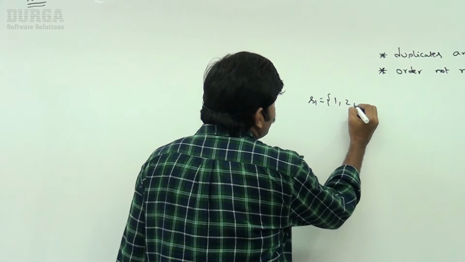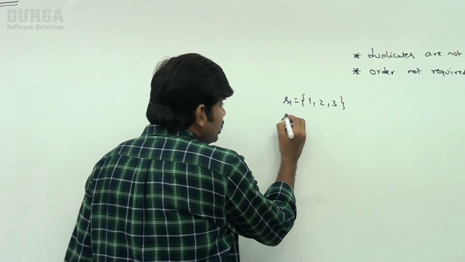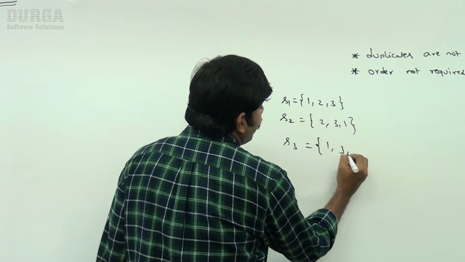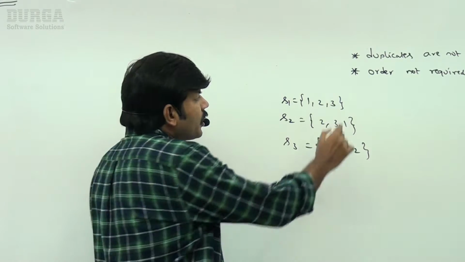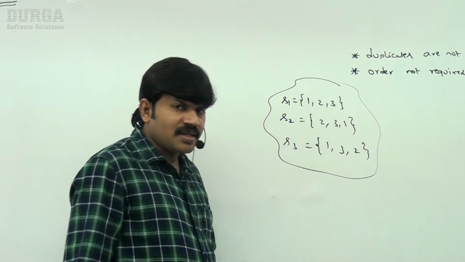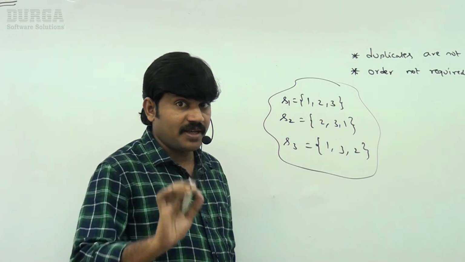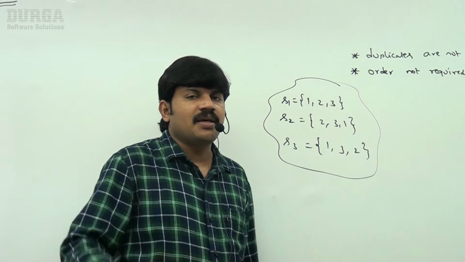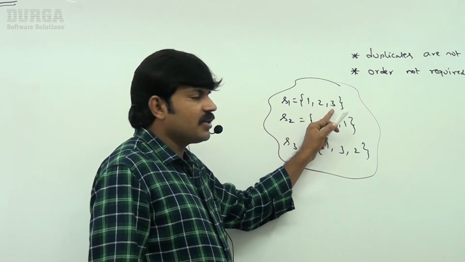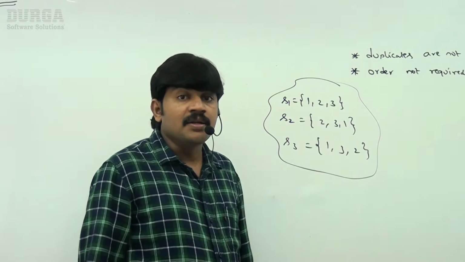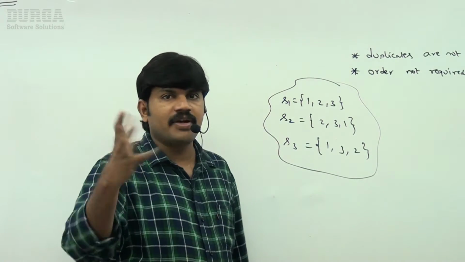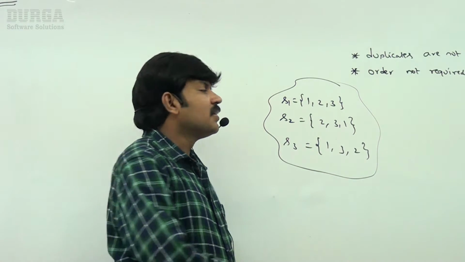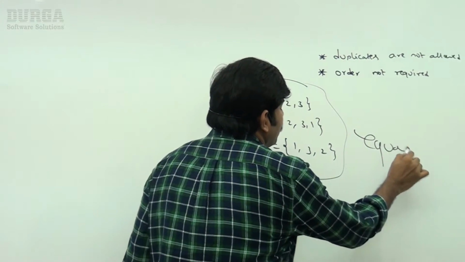Sir, S1 is 1, 2, 3. S2 is equal to 2, 3, 1 I am taking. S3 is equal to 1, 3, 2. Like this I am taking, sir. Can you please tell whether all these sets are equal or not? In normal mathematics set theory, are all these sets equal? Yes, friend. How can you tell two sets are equal? All elements present inside the first set are present in the second set or not, irrespective of their order. Order-wise we are not required to worry. Here 1, 2, 3, here also 2, 3, 1, here also 1, 3, 2, the same elements only. That's why all these sets are equal.